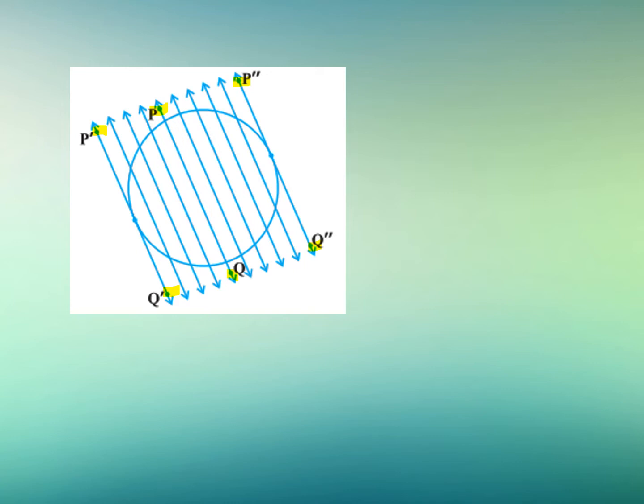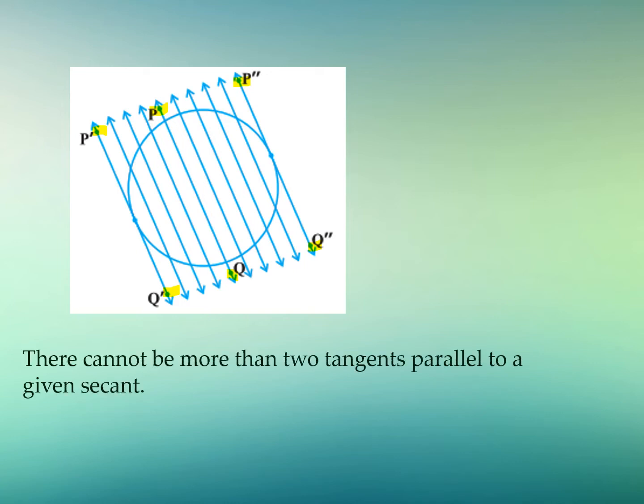So, when you consider a secant, you can see there are only two tangents that can be parallel to each other. This leads us to the conclusion that there cannot be more than two tangents parallel to a given secant. If we have a secant, you can have only two parallel tangents. The secant which I have drawn is in this direction. It can be drawn in any other direction also.